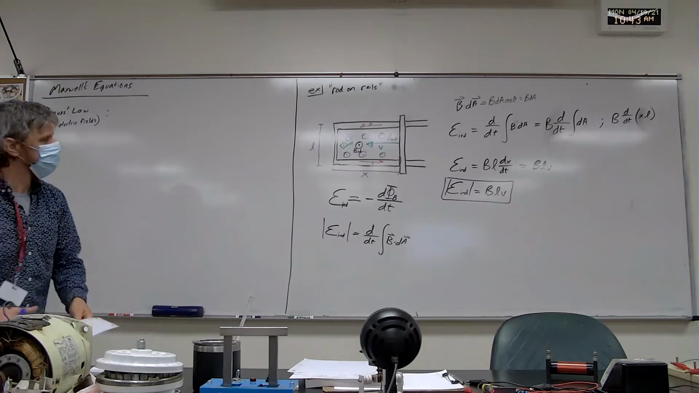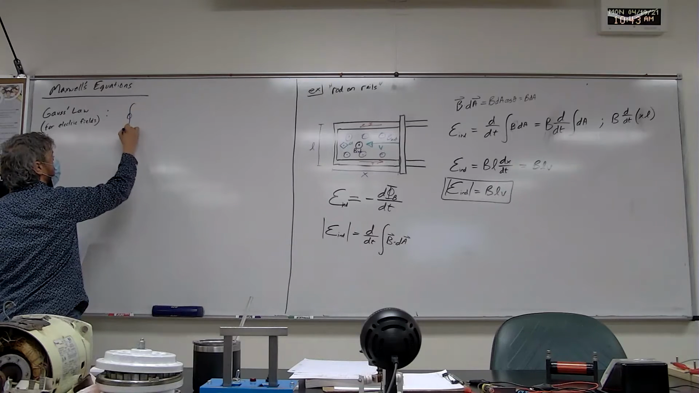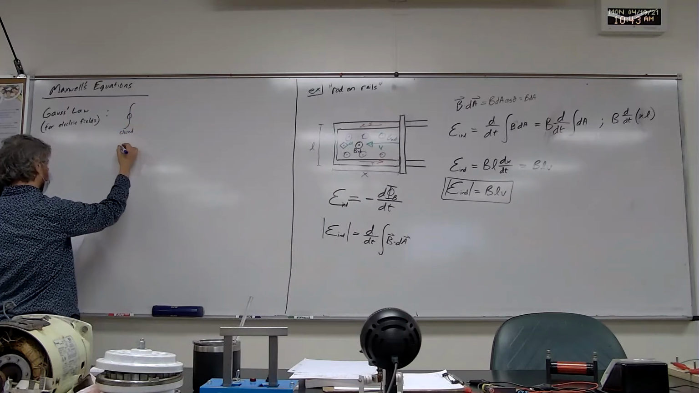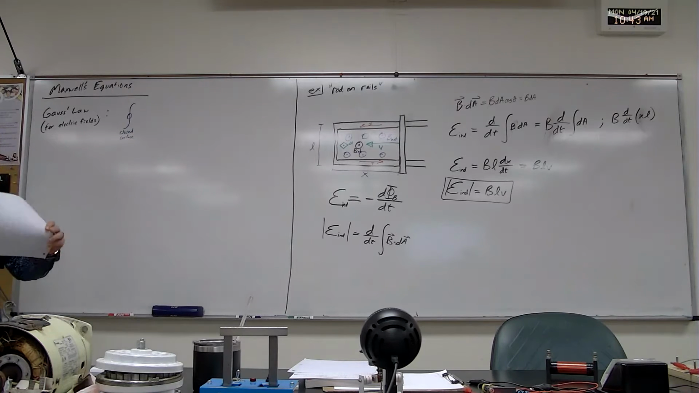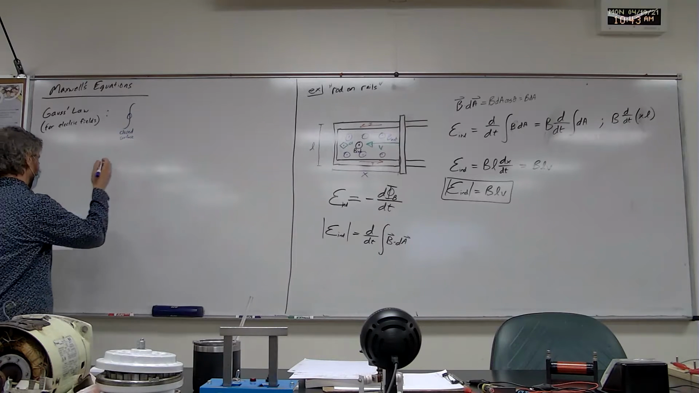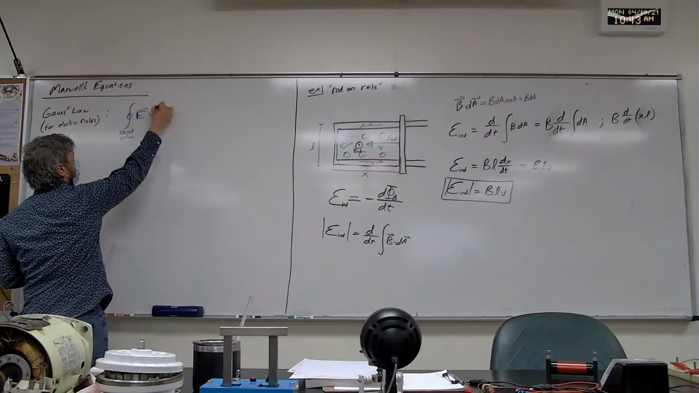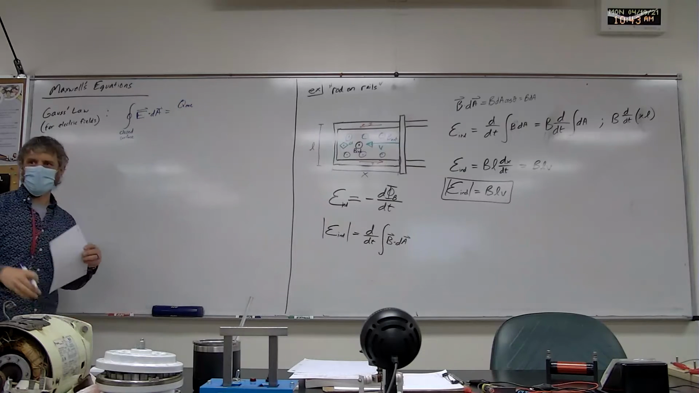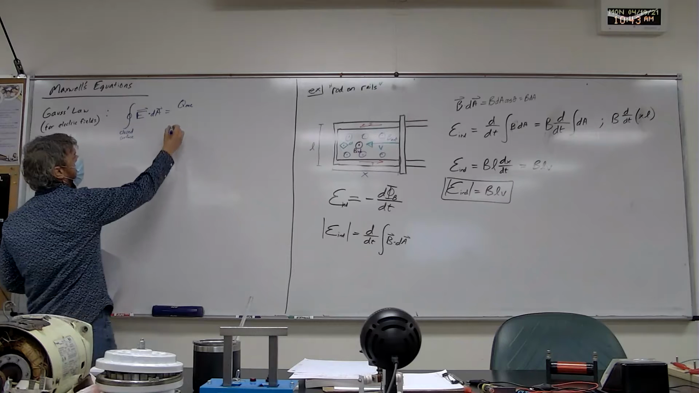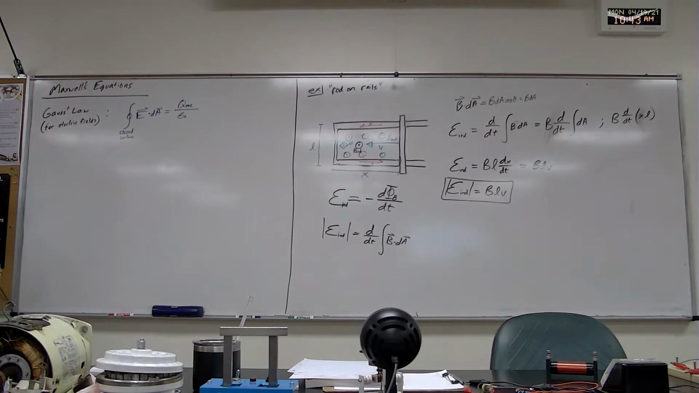It's just the integral over the closed surface, not a closed loop, a two-dimensional surface within three-dimensional space, of E dot dA, that equals the enclosed charge, the charge enclosed by that surface, divided by the permittivity of free space, epsilon naught. That's Gauss's law for electric fields.